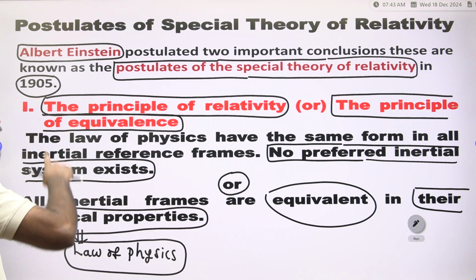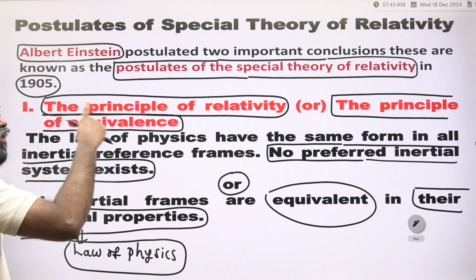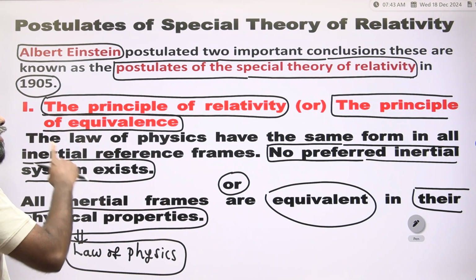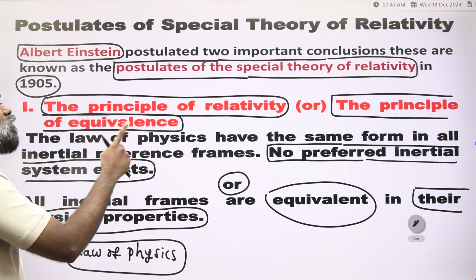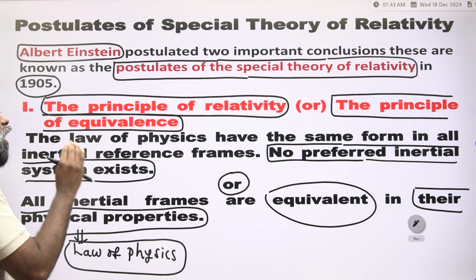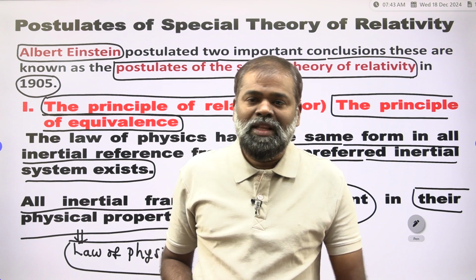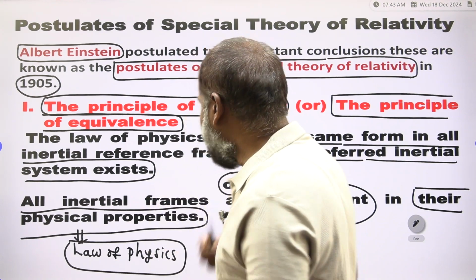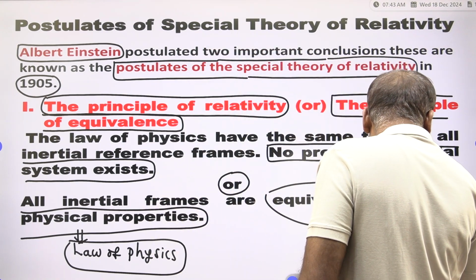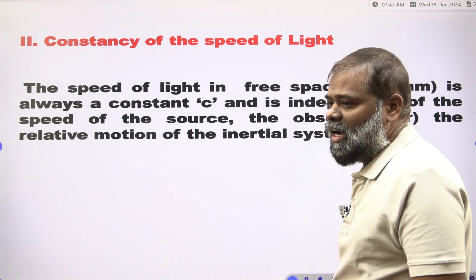This statement we call the first postulate of the special theory of relativity, or the principle of relativity, or the principle of equivalence also. This is Einstein's first postulate, or the first postulate of the special theory of relativity.